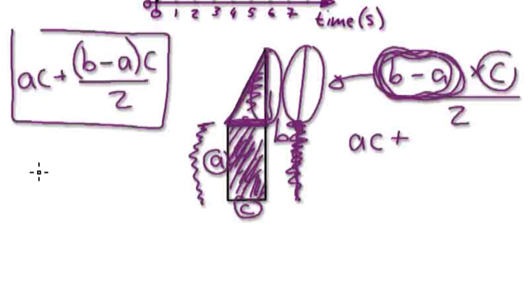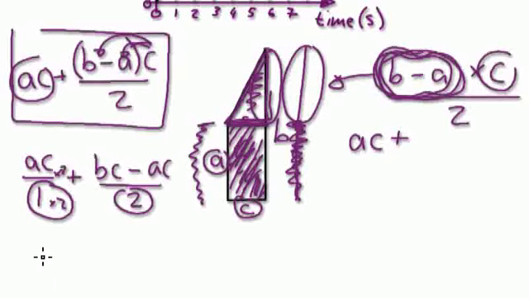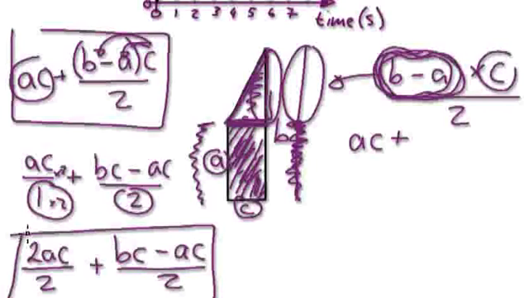Now let's tidy it up. I'm going to turn this into a fraction. It's going to be AC over 1, and then plus, I'm going to multiply this out, so this will be BC minus AC over 2. Then I'm going to times top and bottom here by 2. I want to merge the two fractions together, but I need the two denominators to be the same. So that's why I'm timesing top and bottom by 2 here. So this will be 2AC over 2, and then plus BC minus AC over 2. So this here represents our whole trapezium.